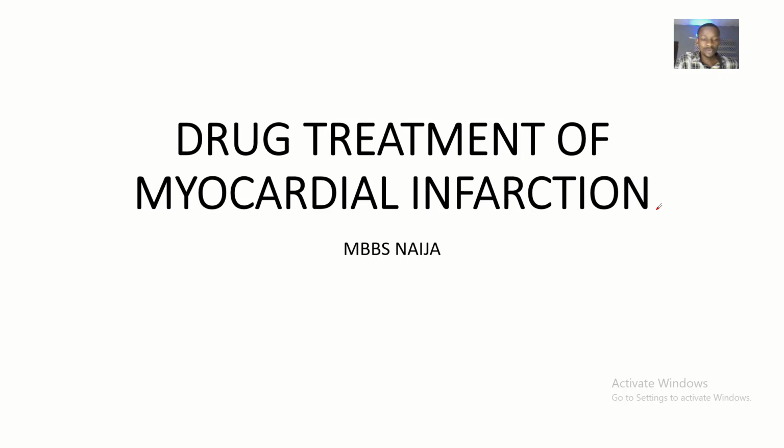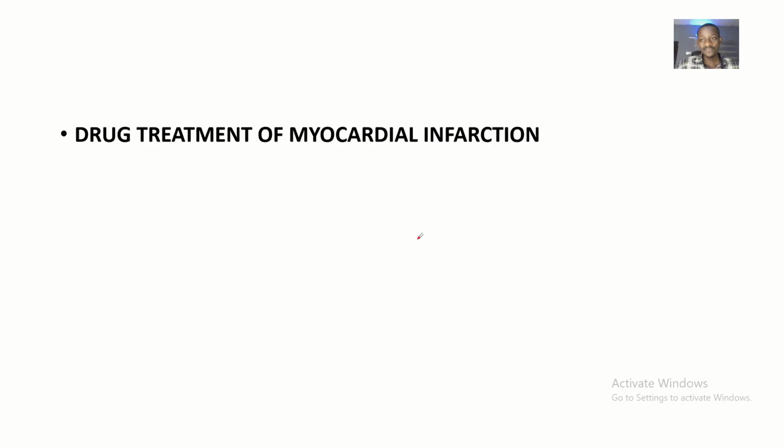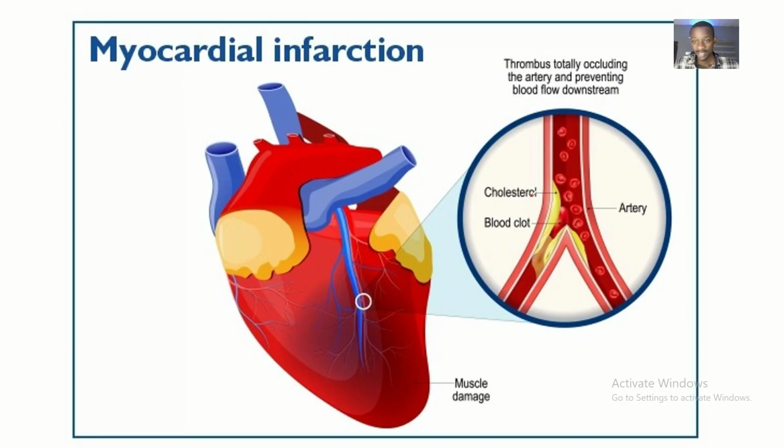So let's talk about the possible drug treatment of myocardial infarction. If a patient actually has myocardial infarction, which we have already spoken lengthily about, we said that myocardial infarction is basically the building of atherosclerotic plaques, mainly by the deposition of low density lipoproteins in the blood vessel. So you're trying to look at the possible drug treatment for this myocardial infarction.